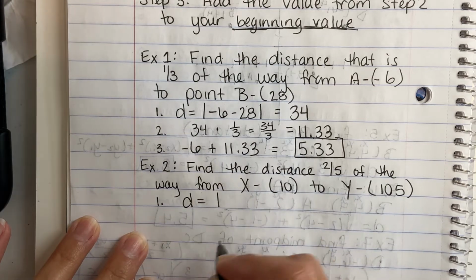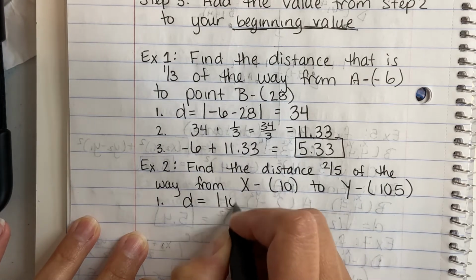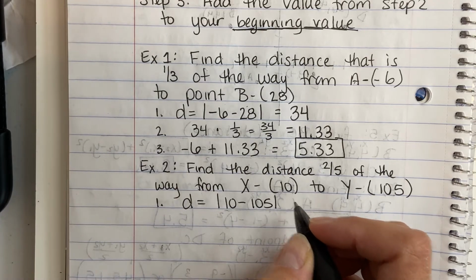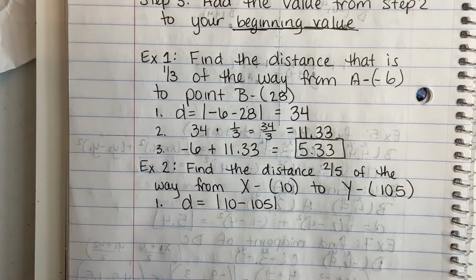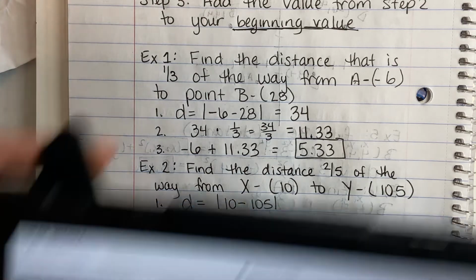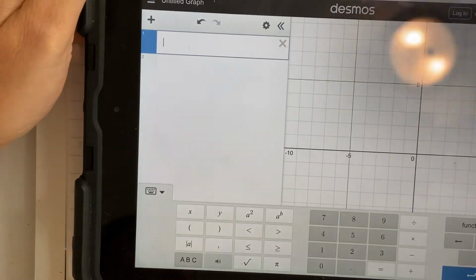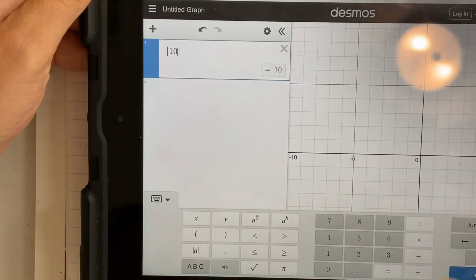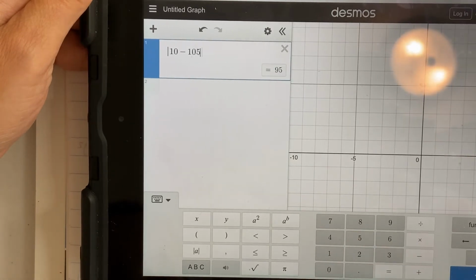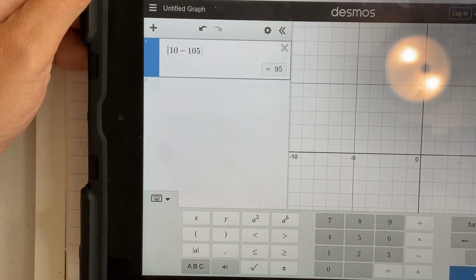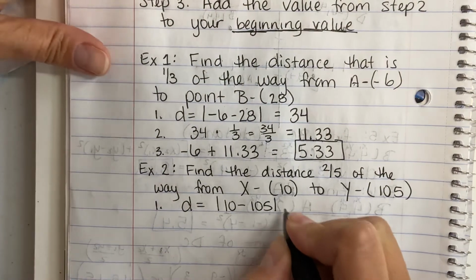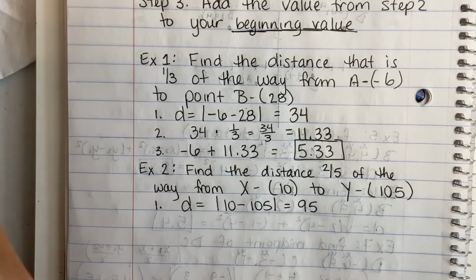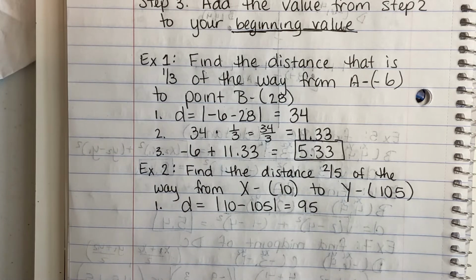D equals the absolute value of 10 minus 105. And so we're gonna put that in Desmos. So the absolute value of 10 minus 105. Remember, the order doesn't matter because it's going to come out the same anyway. We get 95. Now we're going to take 95 and multiply it by our fraction.